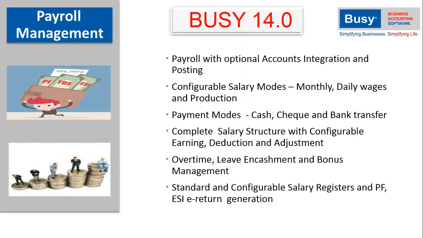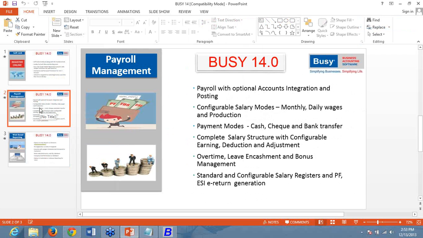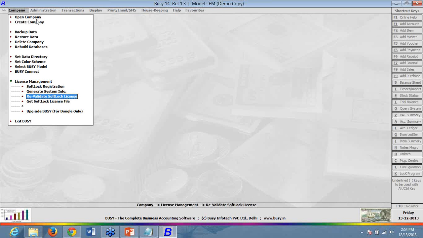So there are salary modes: monthly, daily wages, production. Payment modes are configurable, salary structure is configurable, overtime, leave encashment, bonus management is there, and statutory reports in India for ESI generation and PF are there. So we will see the configuration of the payroll and what reports and entries are available in the payroll. We'll come to Busy 14.